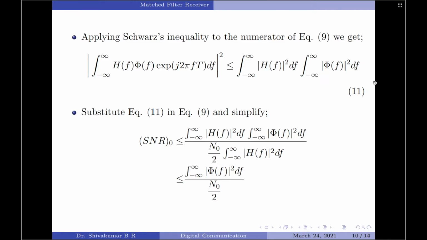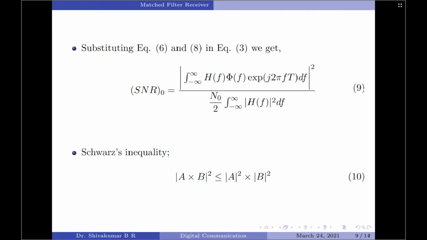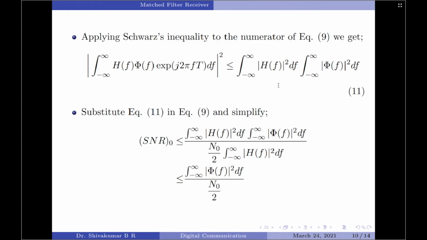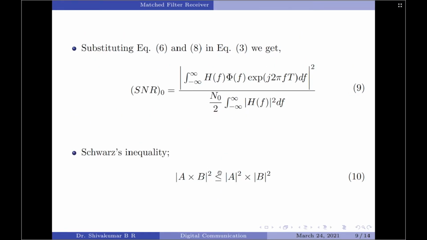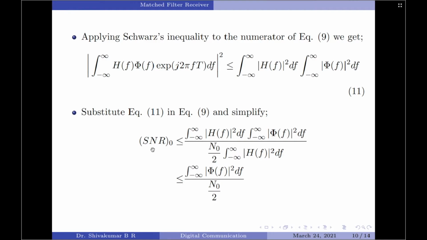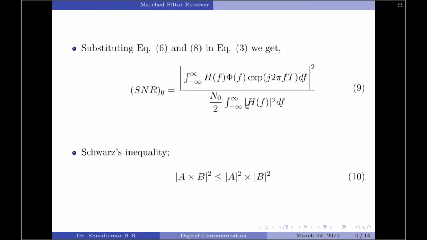Now let us substitute equation 11 back into equation 9. So this is what is written here. SNR output now is less than or equal to, because please note we have applied the Schwarz inequality, and according to the Schwarz inequality we should replace the equal symbol by the less than or equal to symbol. So the new SNR equation is: SNR output is less than or equal to the RHS of equation 11 divided by the denominator of the previous SNR equation rewritten as it is.